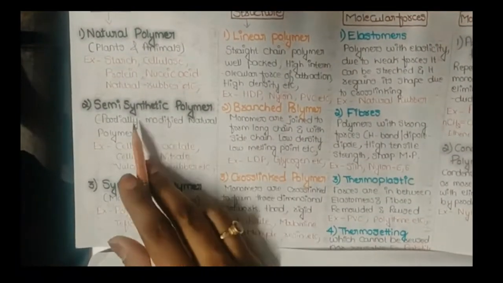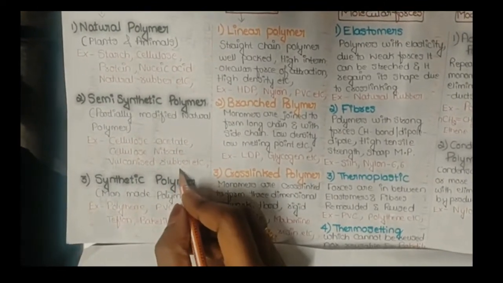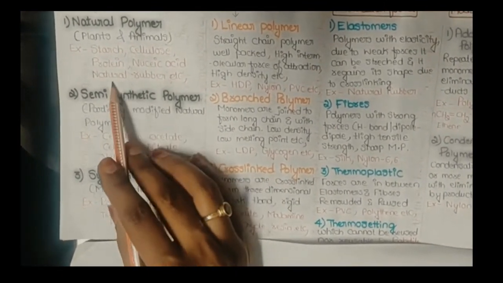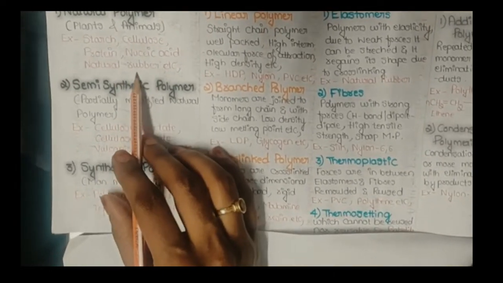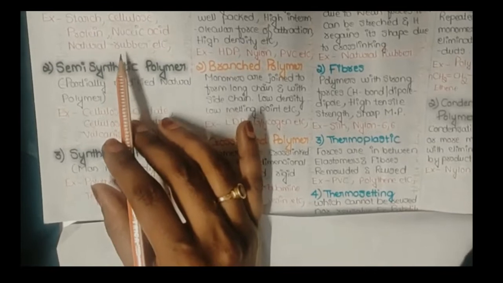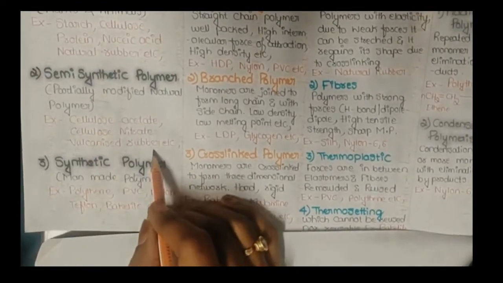Another example for semi-synthetic polymer is vulcanized rubber. I hope you are seeing here natural rubber, which is available in nature. If you modify certain properties, you will end up with vulcanized rubber.